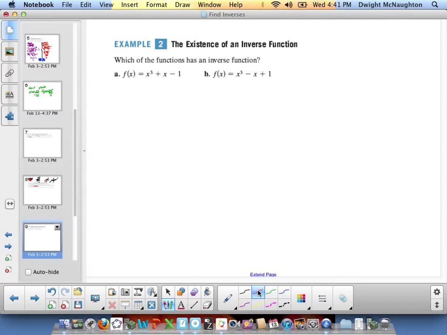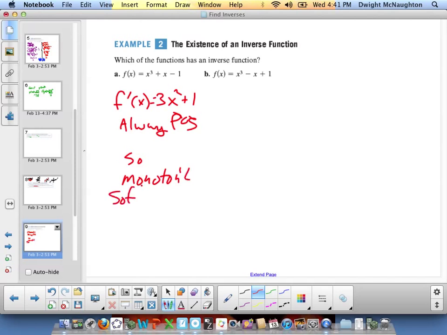So if we take a look at A and find the derivative, it is 3x squared plus 1. Now, critical numbers of this derivative, there are none, because you can't square a number, add 1, and get 0. So this one is always positive. So the derivative is always positive, so it's monotonic. So f inverse exists because the derivative is always positive.